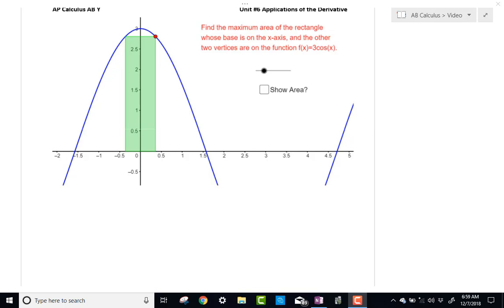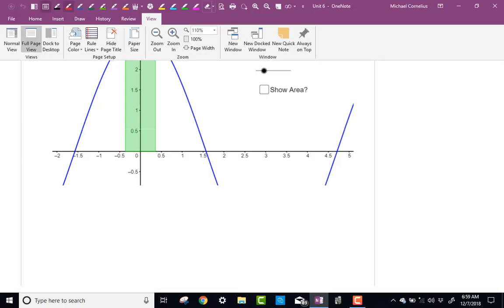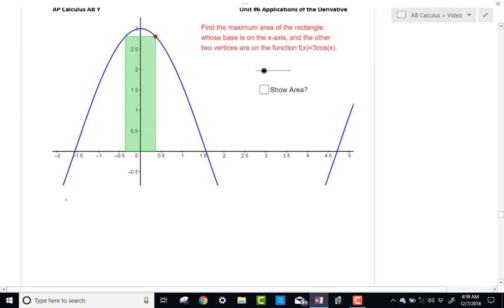So you can see that in this case the base of the rectangle is on both sides of the y-axis, and the top of my rectangle is constrained by the graph of y equals 3 cosine x. So it's still a rectangle. We're still talking about maximum area, so we're still going to be dealing with an area formula. So I'm going to start off again here, first of all, by grabbing a color. So we're still going to start off with the area equals length times width.